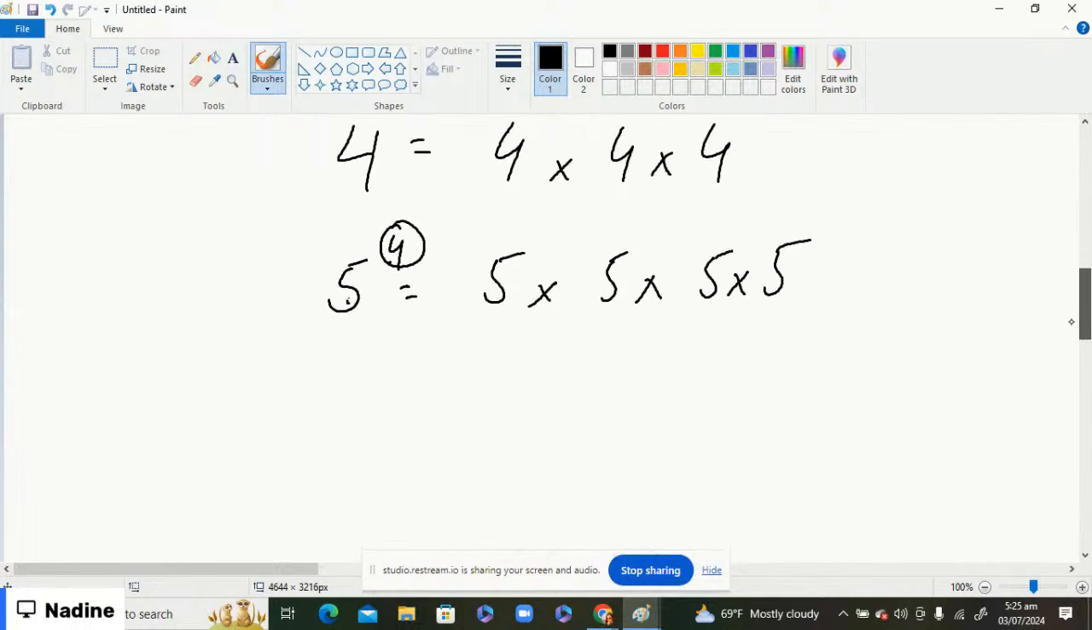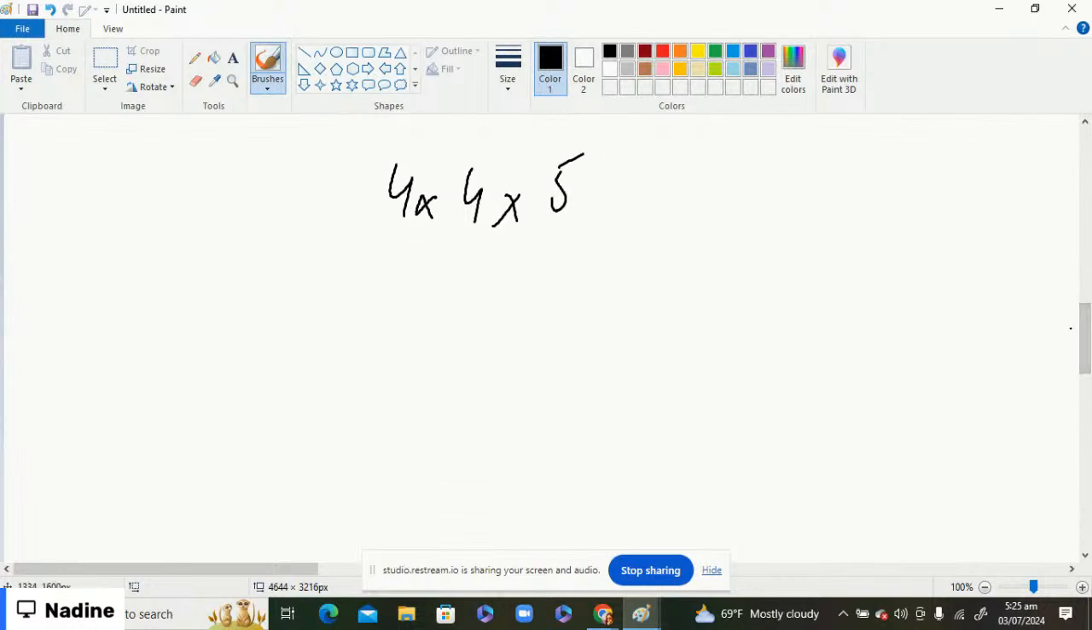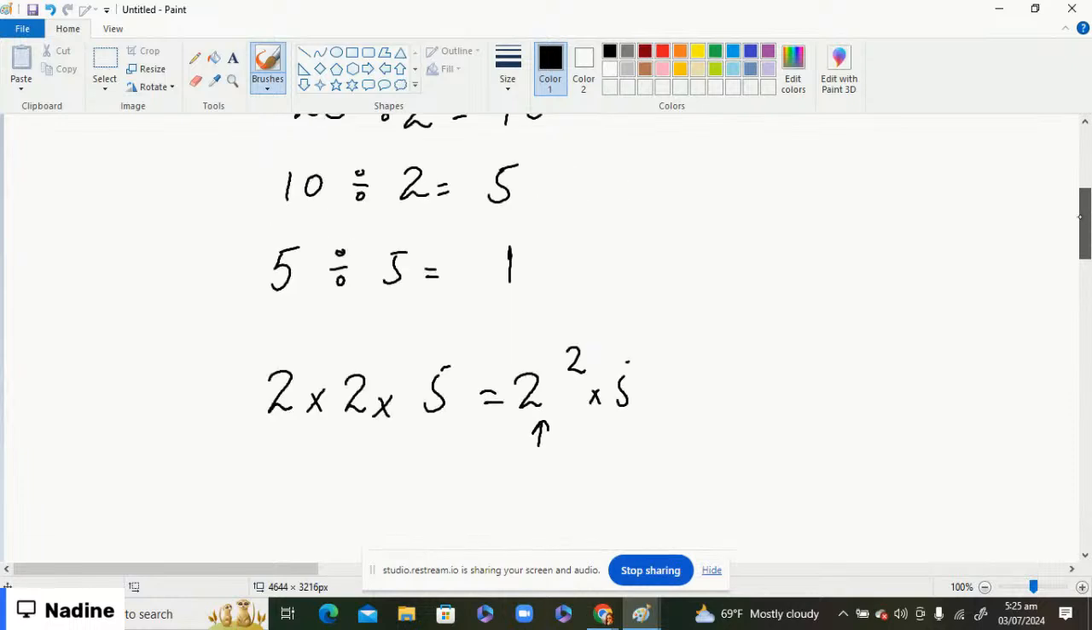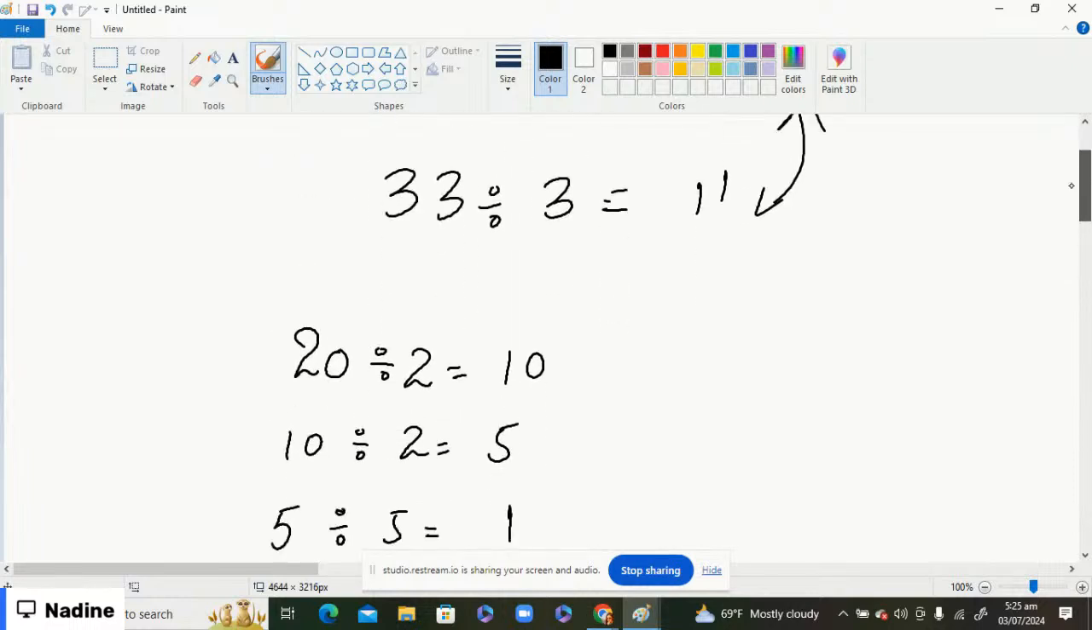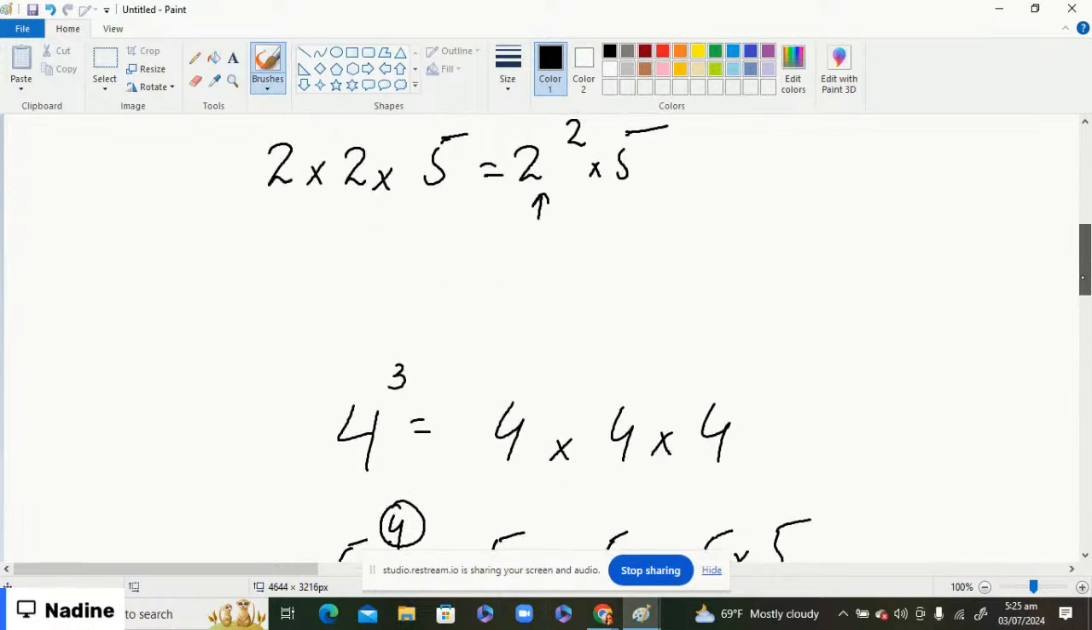Same thing, if you have a question like this, and they're saying to write it in exponent form, you're going to put 4. How many 4s are here? Two 4s. So you put 2 on the top and 5 as it is with it. Not that 5 is removed or anything else. So just in case there is 2, 2 and 5, so here 2 times 2 is 2 power 2, and with the 5 that is here.